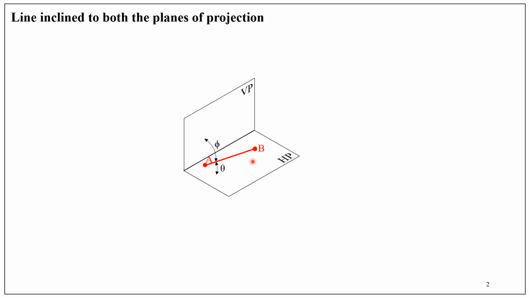Therefore, we cannot draw the projections of the straight line directly when it is inclined to both the planes of projections, because we cannot see the true size neither in the front view nor in the top view, and also the angles at which the front view and top view are oriented are more than the true angles of inclinations theta and phi.